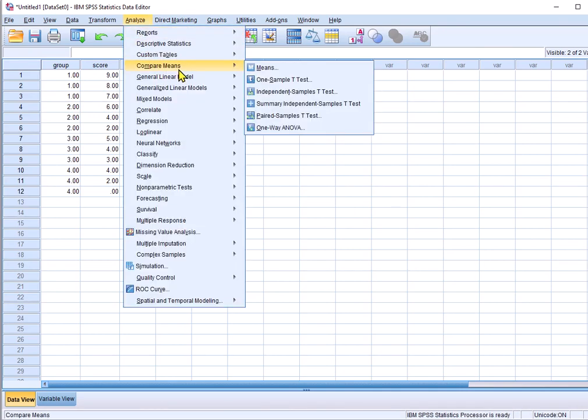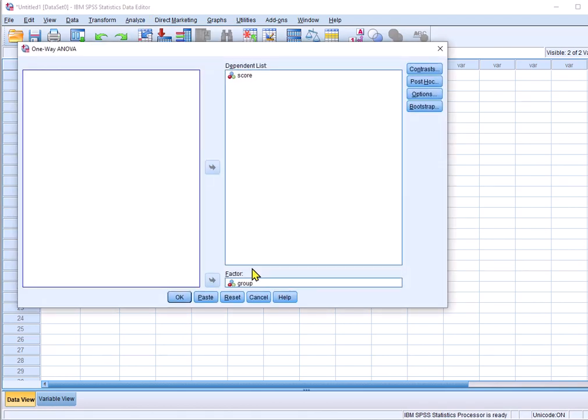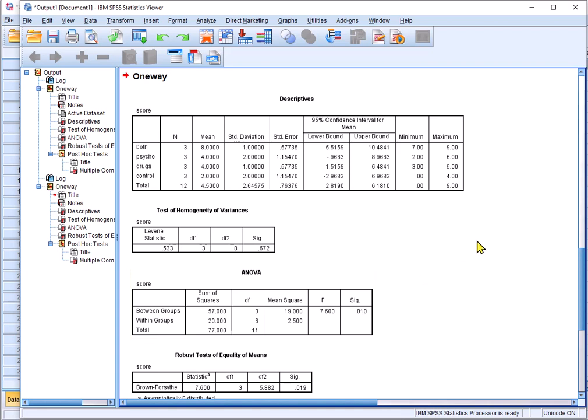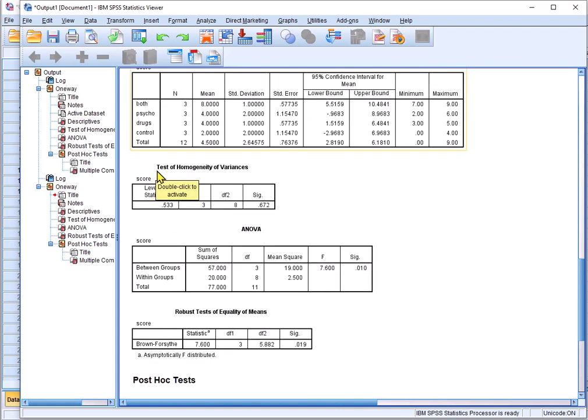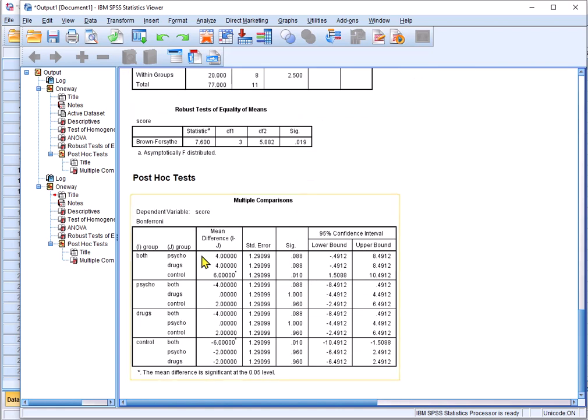So I'll go back and analyze it again. I don't have to do anything else. It's already set up the way that it should be. So I'll just hit OK. And now the only difference that you see is over here. We have, instead of the numbers for the groups, the names. And that can be a very useful thing. And then down here, it's easier to read the post hoc tests when you have the labels in here instead of just numbers.